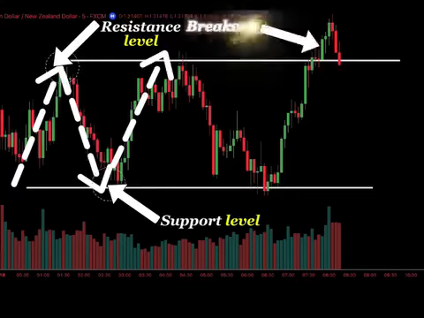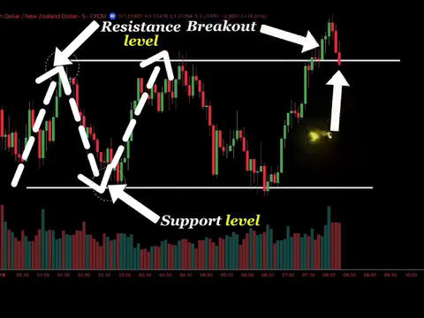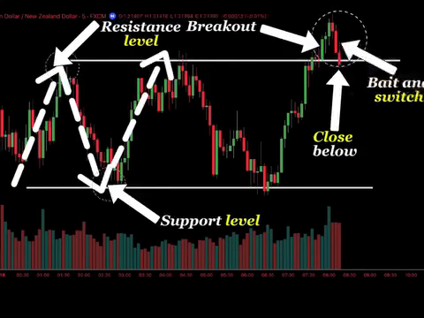The market breaks above the resistance level and then quickly closes back below it. This is a clear bait and switch. It gives the impression that the market is going higher, but then reverses and traps buyers. This is what we call an institutional footprint.